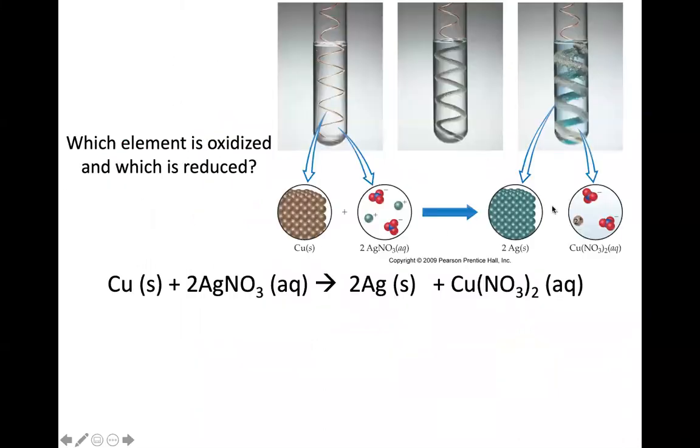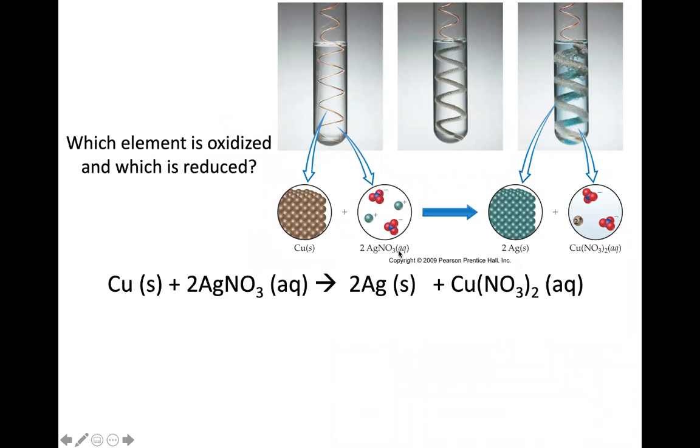Let me work through a couple examples. Within this case, the question is which element is oxidized and which is reduced? It's showing what happens at the particle level. It shows in a formula and it shows what's taking place within the test tube. You take a piece of calcium solid, you put it into the silver nitrate solution.